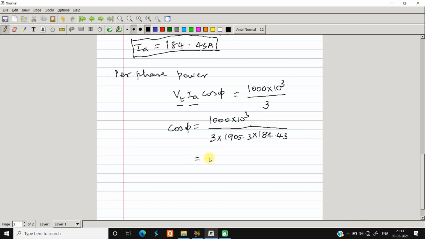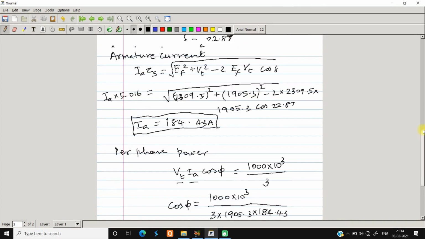So we can find out from this calculation that the cos phi will be 0.9484. First we need to determine whether this power factor is lagging or leading. So we know that if the Vt is greater than the EF, then it is going to be lagging power factor. If EF is greater than the Vt, then it is going to be leading power factor.